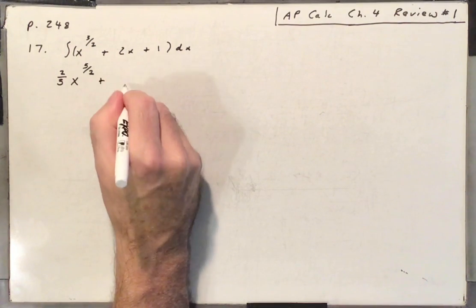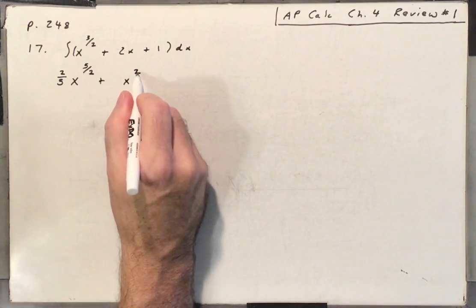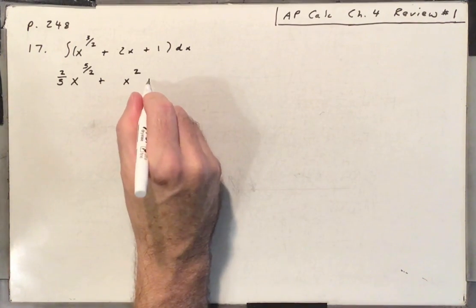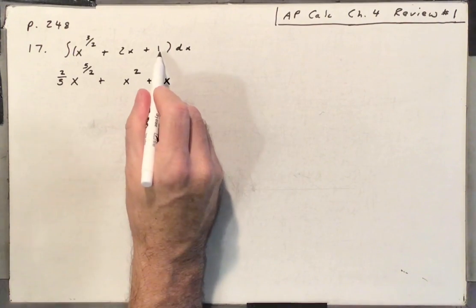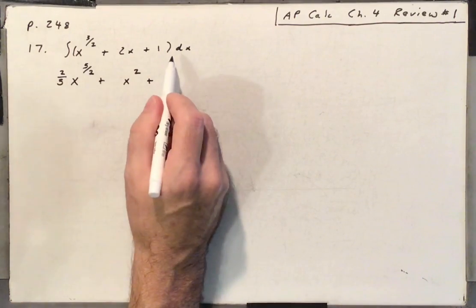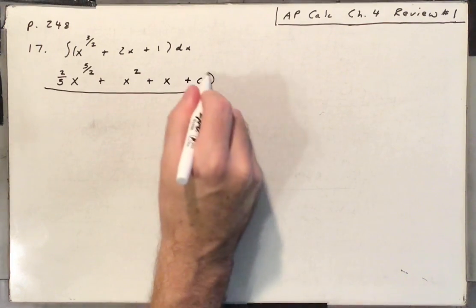Alright, and then 2x integrating that would just be x squared, because take the derivative, it's just going to be 2x. And then plus 1, the antiderivative of 1 is x. A lot of times when people see a constant there, they accidentally take the derivative and make it 0. No, remember we're going backwards here. And then don't forget the plus c.